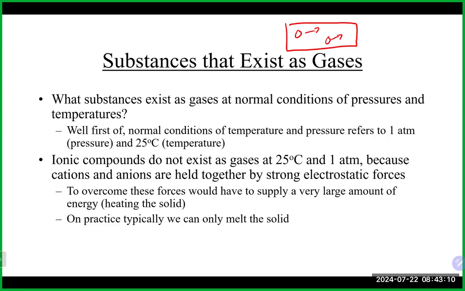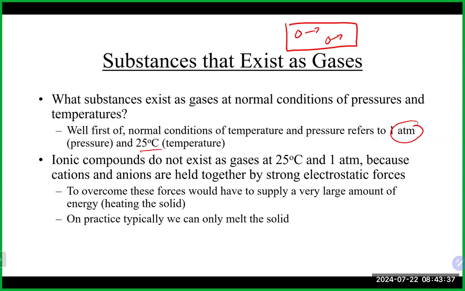So let's talk a little bit about what substances do exist as gases under normal conditions. When we talk about normal conditions, it's sort of everyday conditions. It's oftentimes the standard conditions in the sense of what table values are made up of. And that usually refers to a pressure of 1 atmosphere, which is an ATM, and a temperature of 25 degrees Celsius.